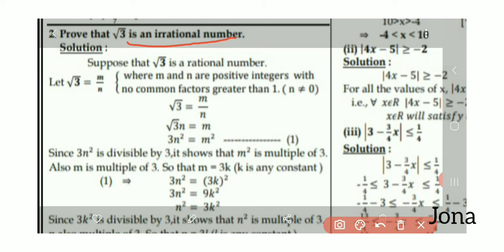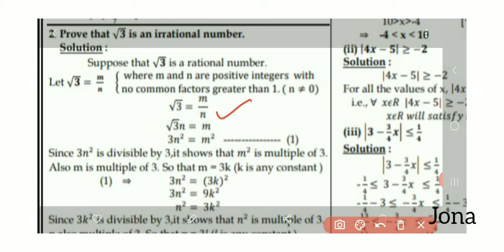Root 3 is an irrational number. Here I want to take that root 3 is a rational number. In the beginning I assume root 3 is a rational number, but I want to prove this root 3 is an irrational number. So rational number is in the form of m by n, where m and n are positive integers with no common factors greater than 1. So that is the property of the rational number.